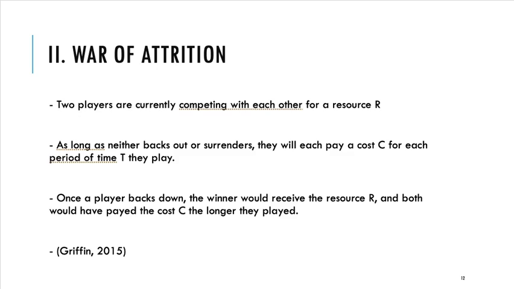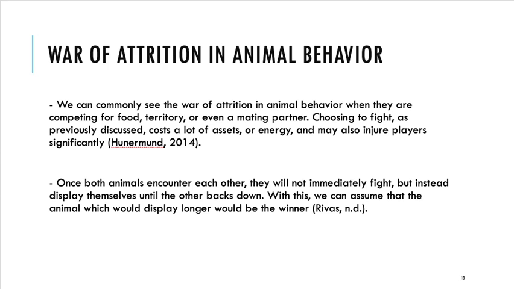In this situation, two players are currently competing for a resource R, and they will need to pay a cost of C for each period of time T they play. So once a player backs down, the winner would get an added value of R, and both would need to pay a cost of C the longer they played. We can mostly see war of attrition in animal behavior, especially when they are competing for food, territory, or even a mating partner.